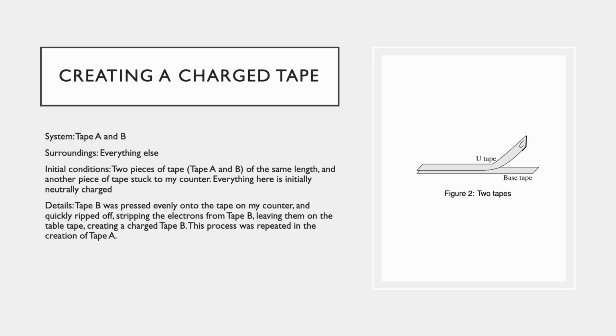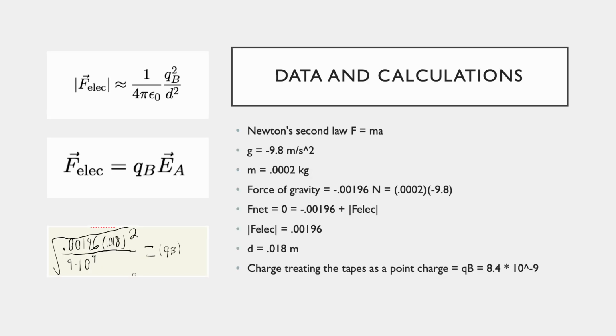The system is tape A and tape B. The initial conditions are two pieces of tape, tape A and tape B, of the same length, and another piece of tape stuck to my counter. Everything here is neutrally charged initially. Details: tape B is pressed evenly onto the tape on my counter and quickly ripped off, stripping the electrons from tape B, leaving them on the table tape, creating a charged tape B. This process is repeated for the creation of tape A.